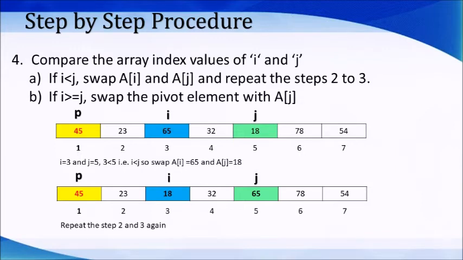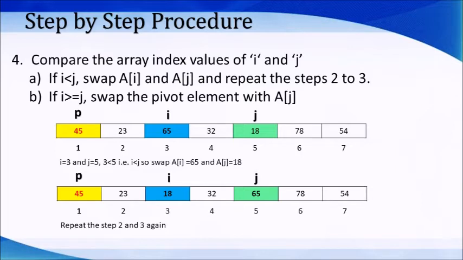If i is less than j, then you need to swap the elements a of i and a of j, and continue with steps 2 and 3 again. When do we stop? If the i value is greater than or equal to j, then you need to stop the process and swap the pivot element with a of j. So let us see in our example.